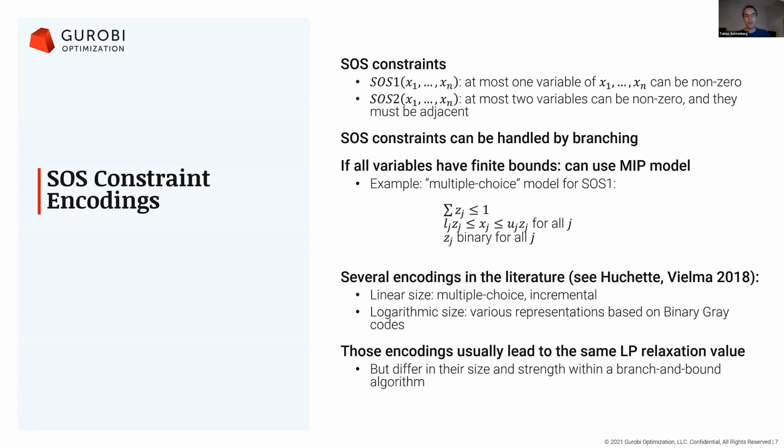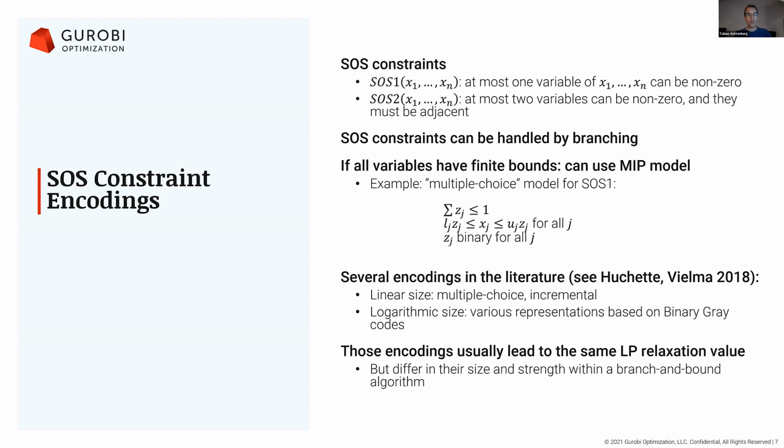And they state with type 1 that at most one of these variables can be non-zero. So these SOS type 1 constraints you could, for example, use to model so-called indicator constraints. And then SOS 2 constraints say that at most two variables can be non-zero. And if there are two non-zeros in the set, then these two variables must be adjacent. So here it is really important that the set is ordered. And this SOS2 constraint is typically used to model piecewise linear constraints.